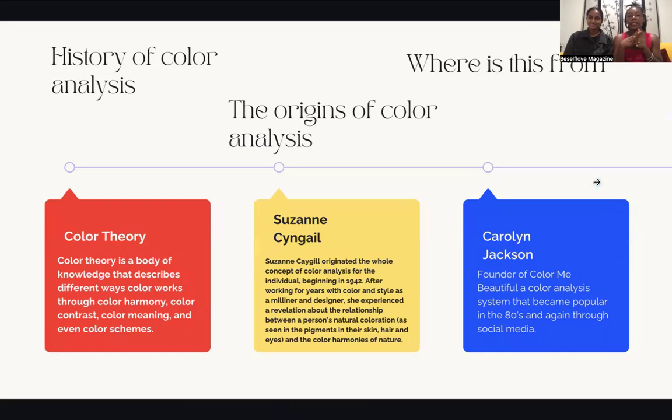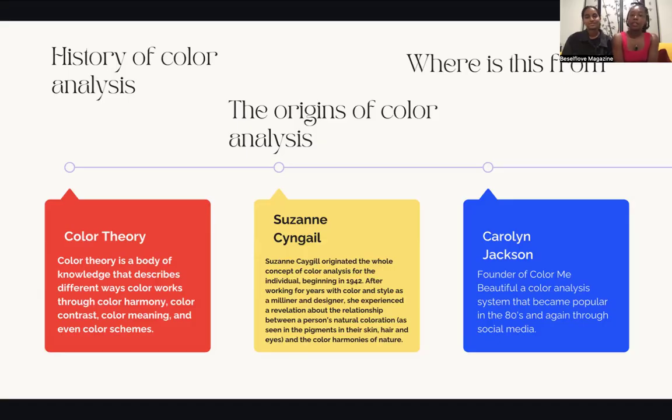So, first things first, the origins of color analysis. Color theory is a body of knowledge that describes different ways colors work through color harmony, color contrast, color meaning, and even color schemes. Another expression of this is Susan Kegel's personal framework on how color can be personalized for different people. Susan Kegel originated the whole concept of color analysis for the individual, beginning in 1942.